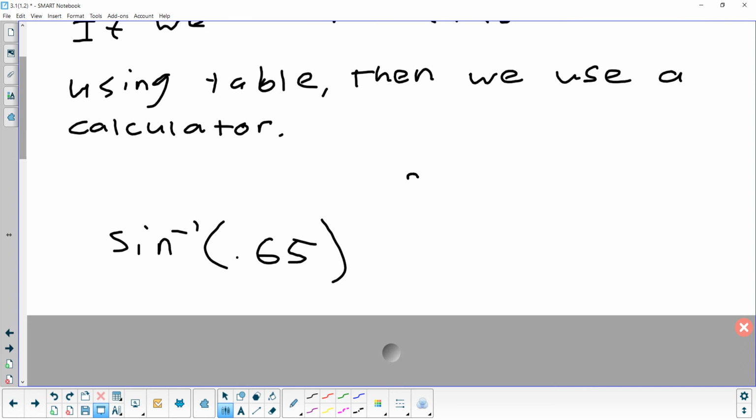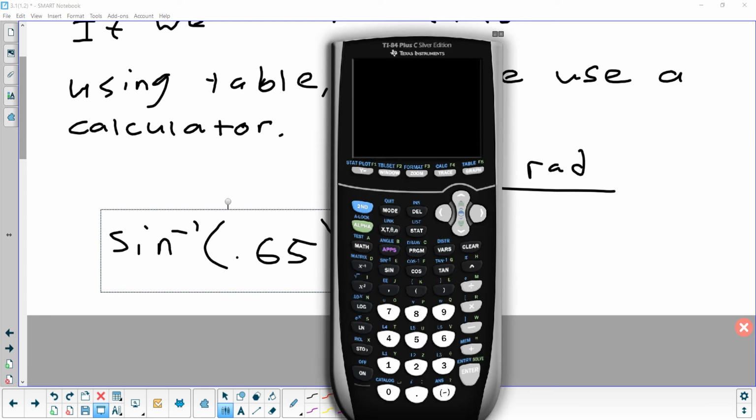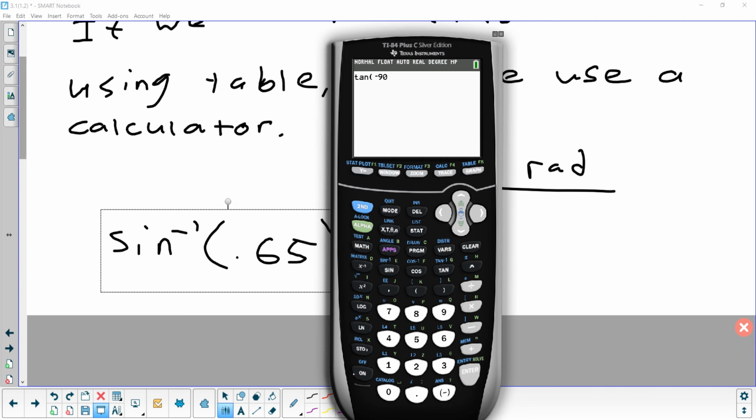So let's do it in degrees and radians. Because remember, this means tell me the angle you can take the sine of and get 0.65 as the answer. Well, there's two ways you can tell me the angle. You can tell me in radians, or you can tell me in degrees. Let's do both. So my calculator is in degrees. So you change the mode depending on what the question's asking.